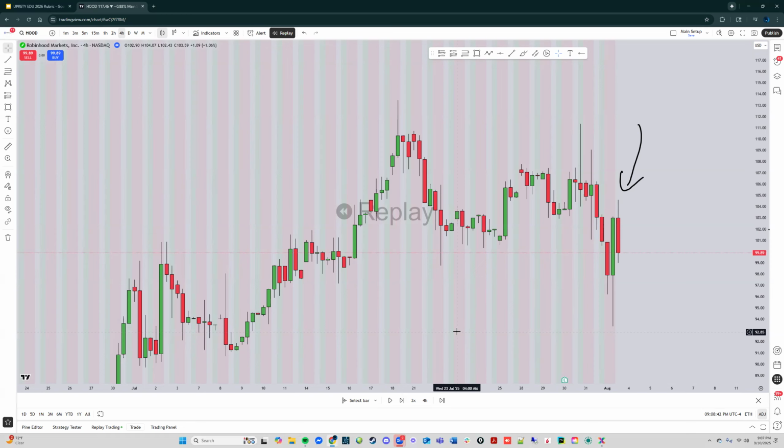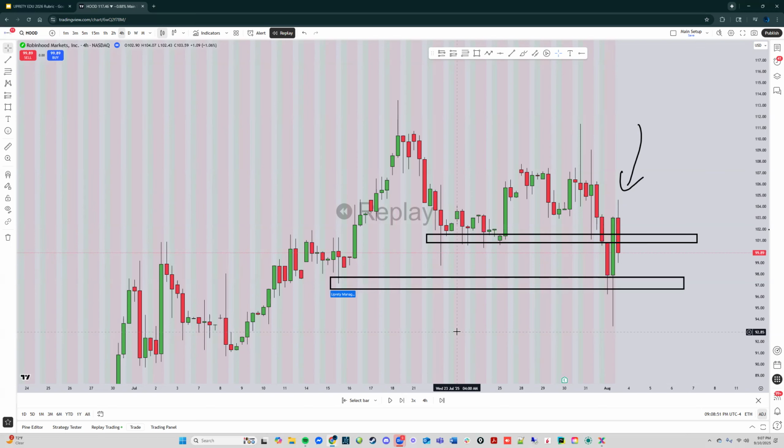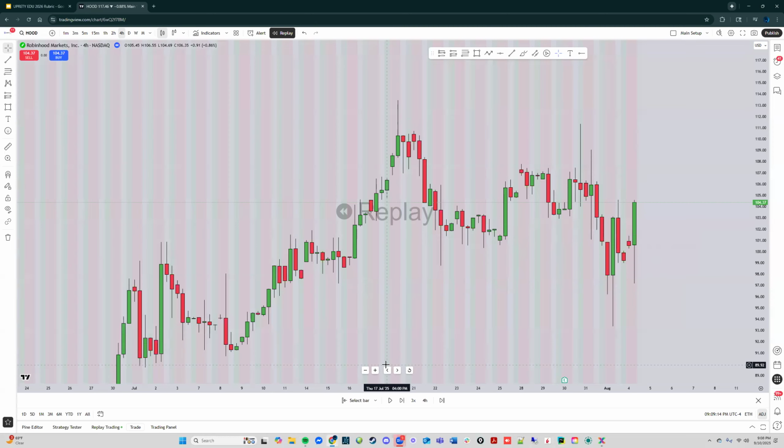Because if you can start identifying these zones, for example, if we look right here, we have a lot of wicking over here, and we have a lot of wicking down here. If we can start identifying these zones, you see how we came down to this zone right here and then pushed back up? Things like that are not possible without understanding other technical things.